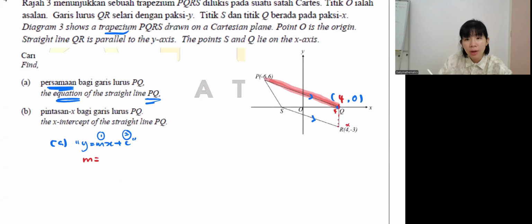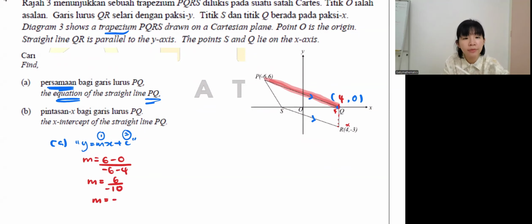So m equals y2 minus y1, 6 minus 0, over x2 minus x1, -6 minus 4. That is 6 over -10. M equals negative how much? 6 and 10 can both be divided by 2, so -3 over 5. Okay, the m is -3 over 5.